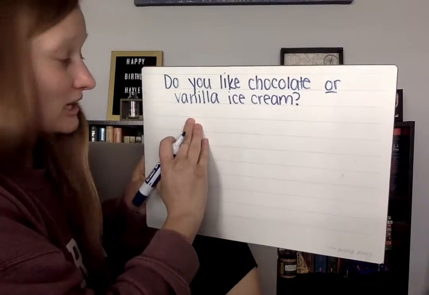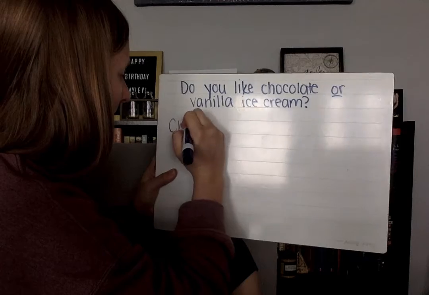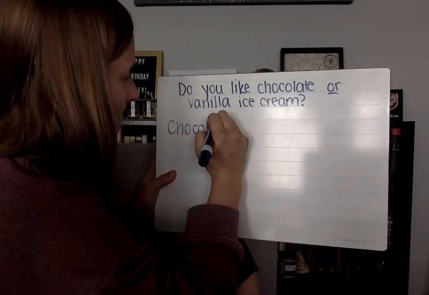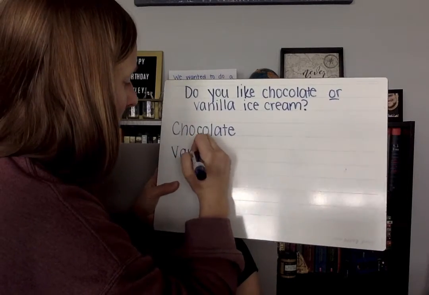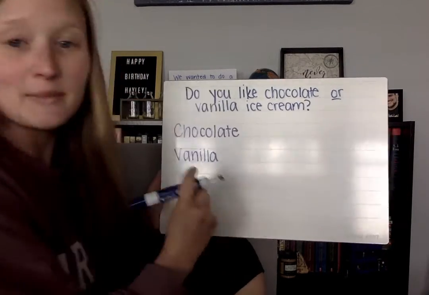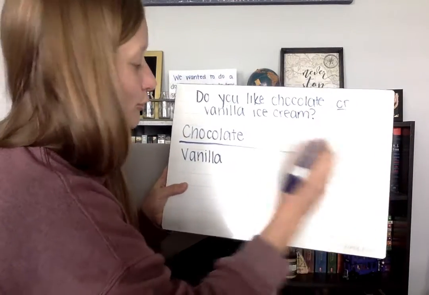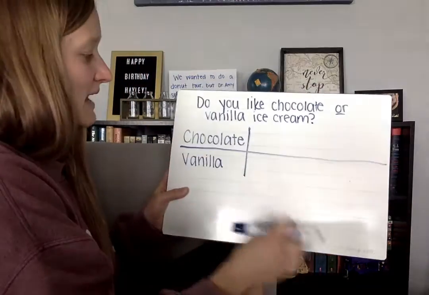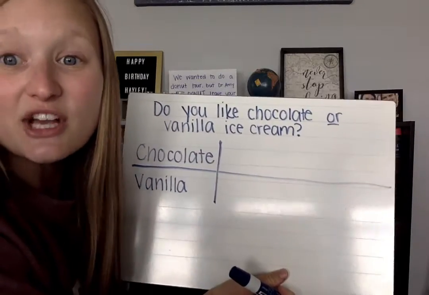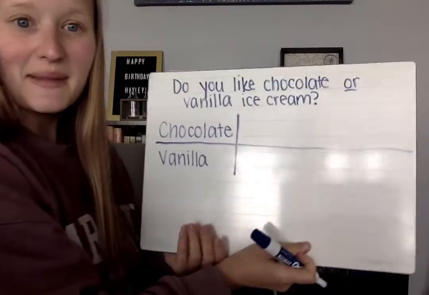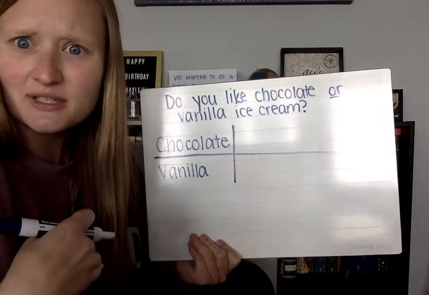So after I write the title, I'm going to write my two options. The first one is chocolate. And the second is vanilla. I'm going to separate these two items with making some rows. So this is what my chart is going to look like. I'm going to take a survey to collect my data. That means I'm going to ask people their answer. So you can start with yourself.